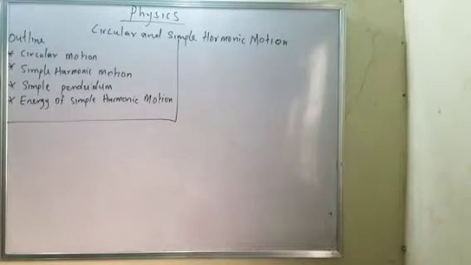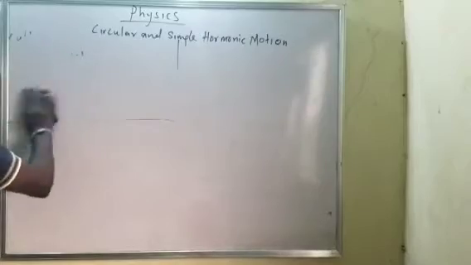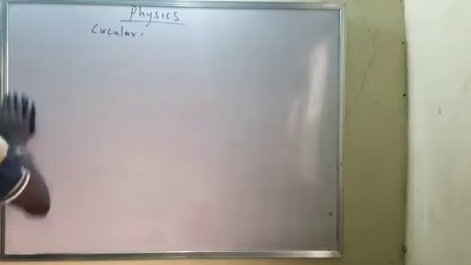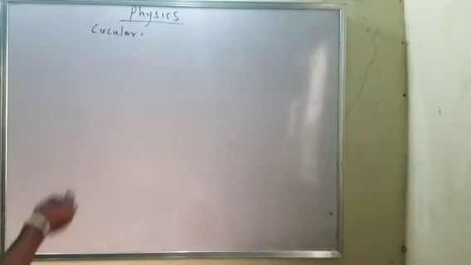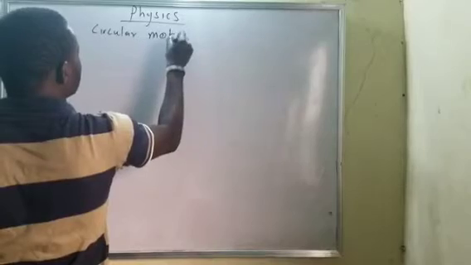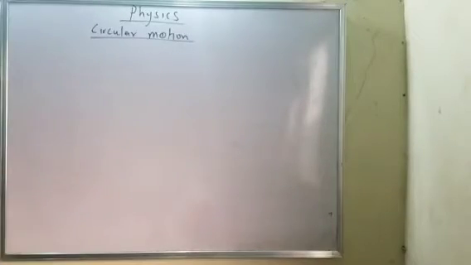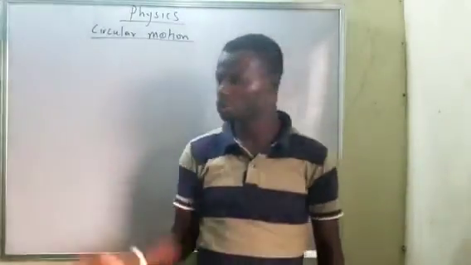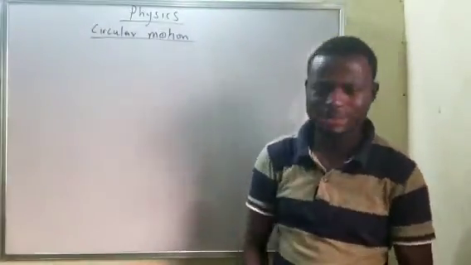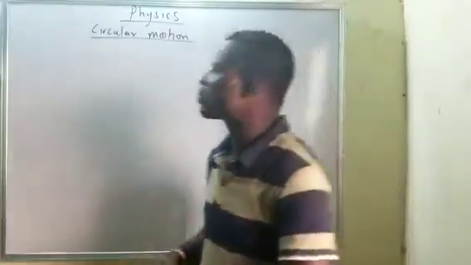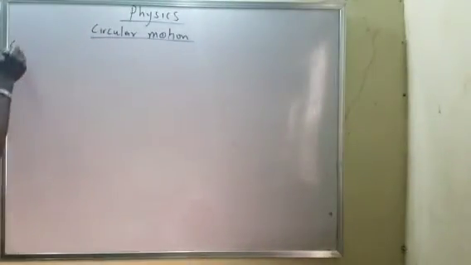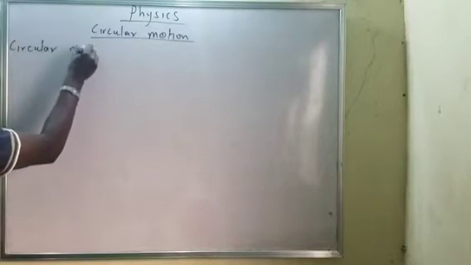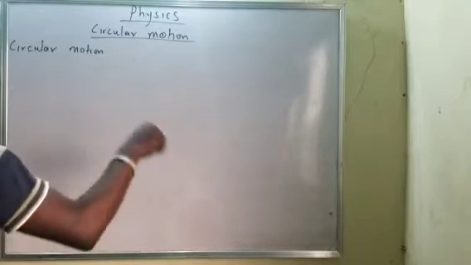Now, let me start with the first one, circular motion. That is what I'm starting with. Now, when we talk about circular motion, we have been talking about motion all this while, but this time around, we are talking about circular motion. We know what is called a circle. It means that the motion involves moving around a point.